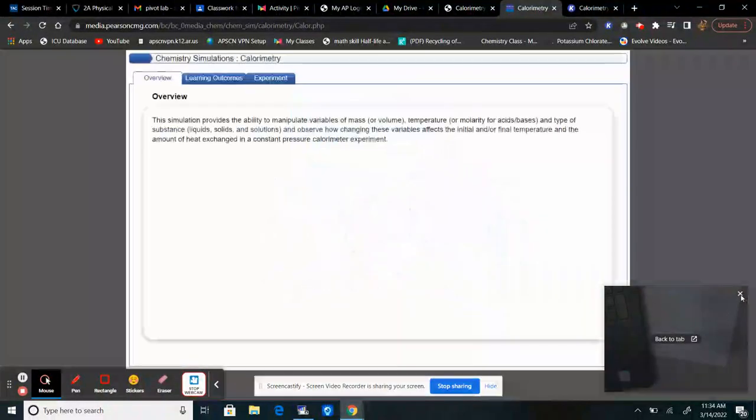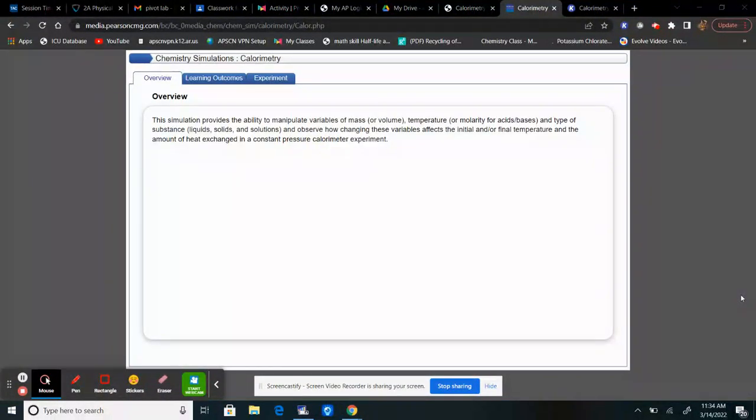All right, so for today's lecture, we are looking at March 14th. We're doing a lab in our physical science classes. We're looking at real-life applications of calorimetry. Calorimetry can be used to determine an unknown substance. It can be used to determine unknown compounds, whether they be liquids or solids.